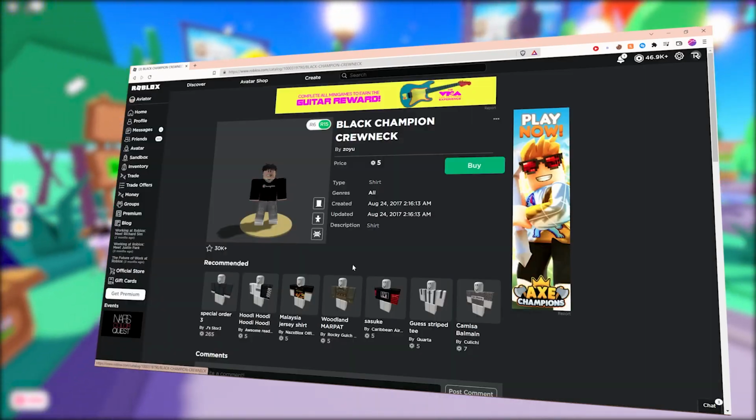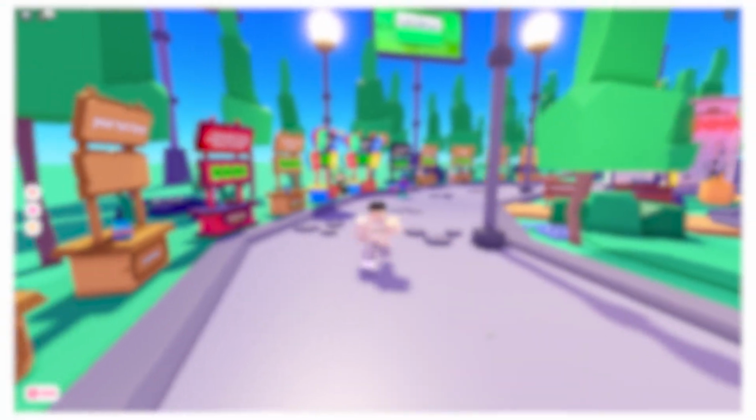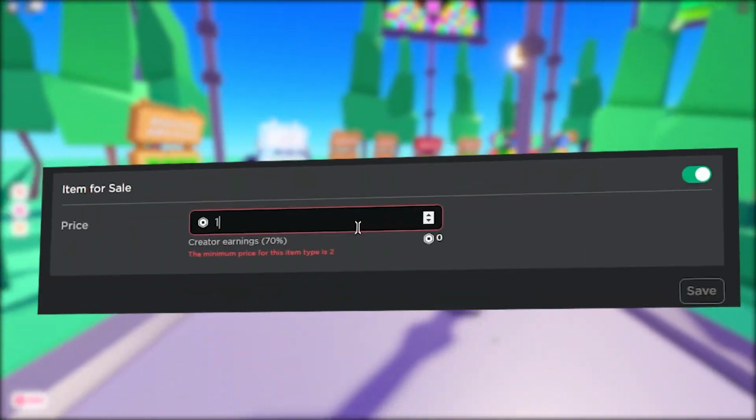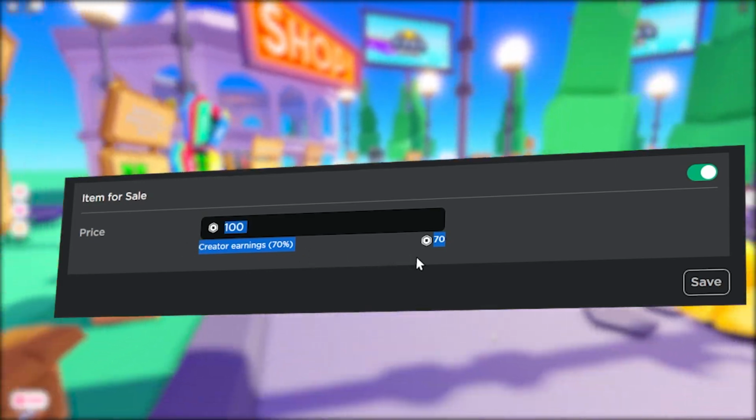Whenever you buy a t-shirt or game pass on Roblox, you give the person or group that created the asset the Robux, right? Well, not exactly. Roblox takes a full 30% of the profit from the person or group.